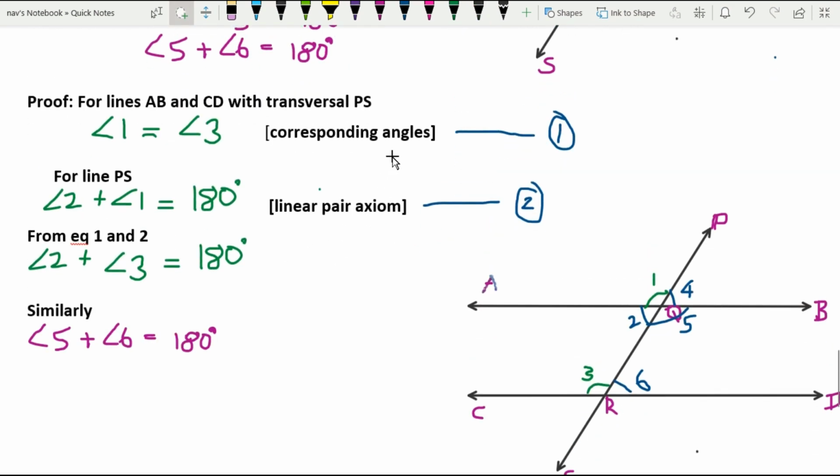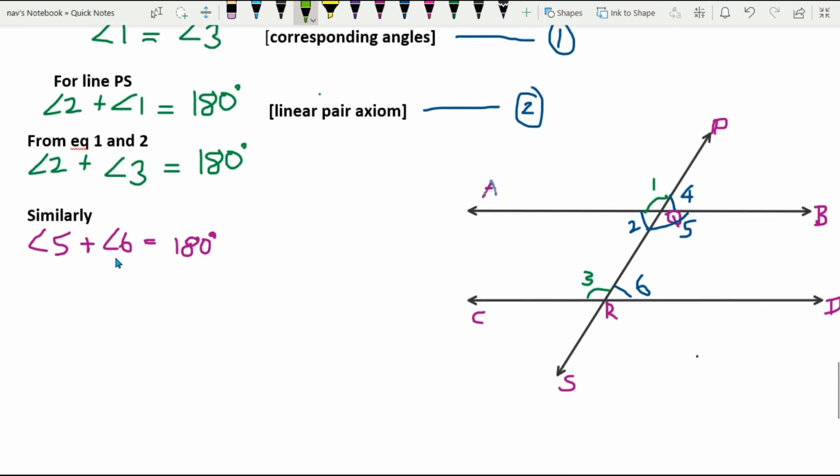Now look at equations 1 and 2. In place of angle 1, I can substitute angle 3, because angle 1 is equal to angle 3. So from equations 1 and 2, angle 2 plus angle 3 will be equal to 180 degrees. Similarly, we can prove that angle 5 plus angle 6 equals 180 degrees. So we just proved that angle 2 plus angle 3 equals 180 degrees. This is how we prove this theorem.